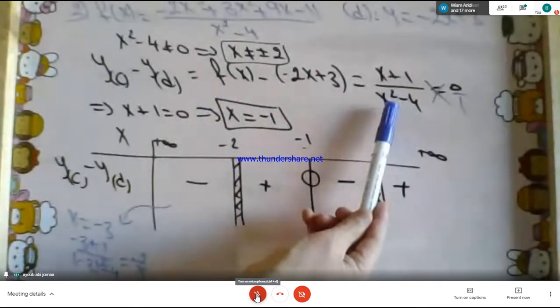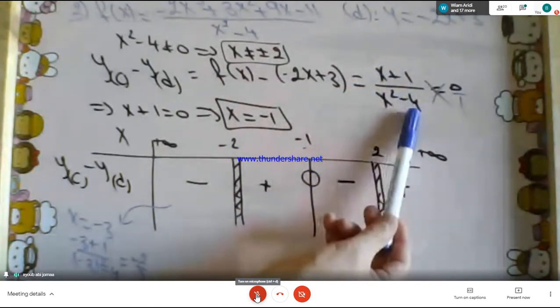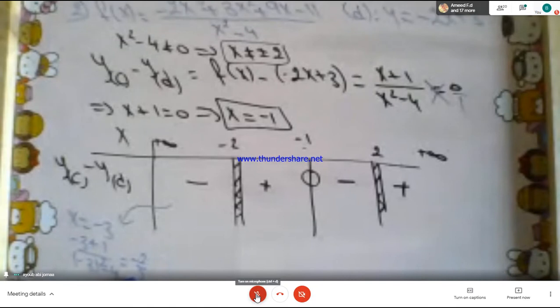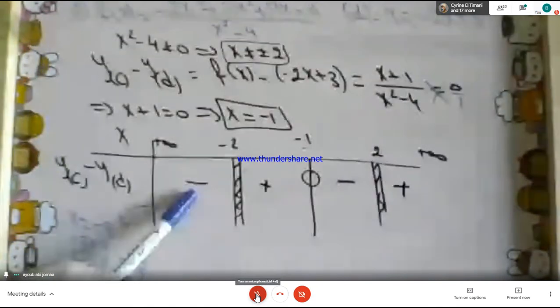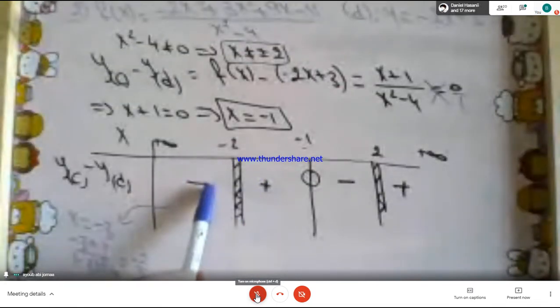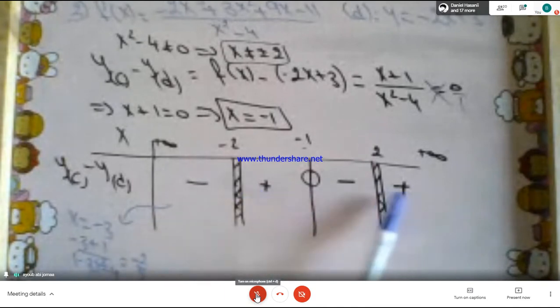So you replace x by negative 3. So negative 3 plus 1 over negative 3 squared minus 4. The answer is negative 2 over 5. I just need the sign, it's negative. So here I wrote negative. Is it clear? Yes, thank you. The same idea for the remaining signs.